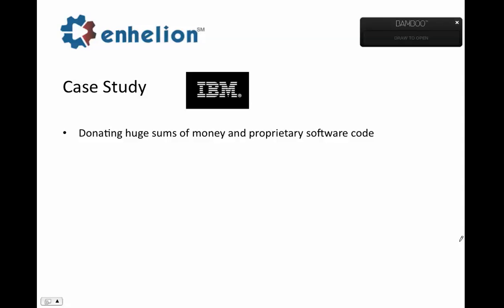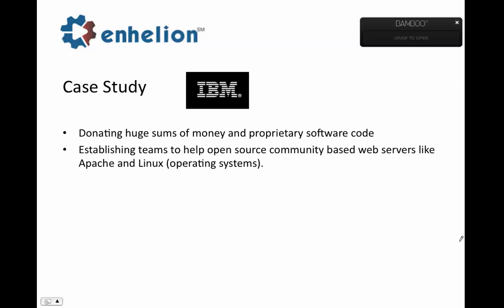IBM did not join the open innovation model from a position of dominance, like many would believe. The company was having a rough time as many of its operating systems were failing, and it was having a tough time with its long-time arch rivals like Microsoft and Sun Microsystems. IBM, in a move which was termed quite unorthodox during those times, started showing interest in open source software by donating huge sums of money and proprietary software code, and established teams to help open source communities based around web servers like Apache and Linux systems.